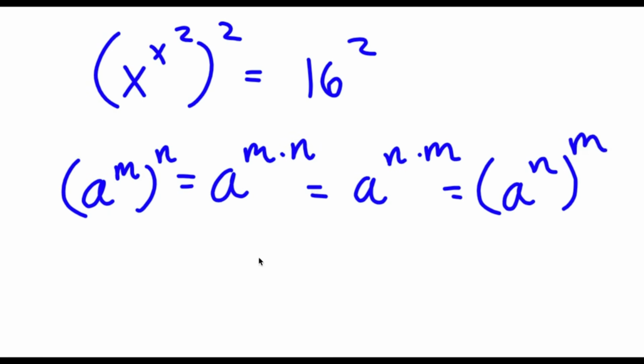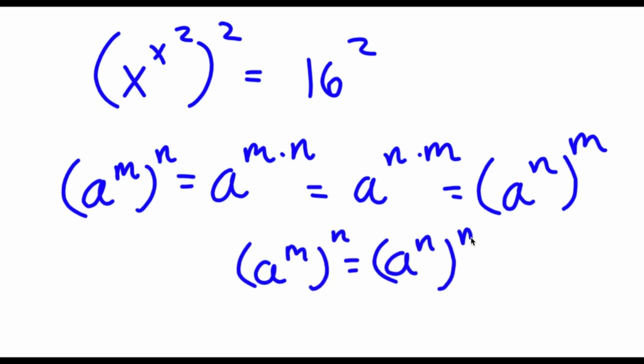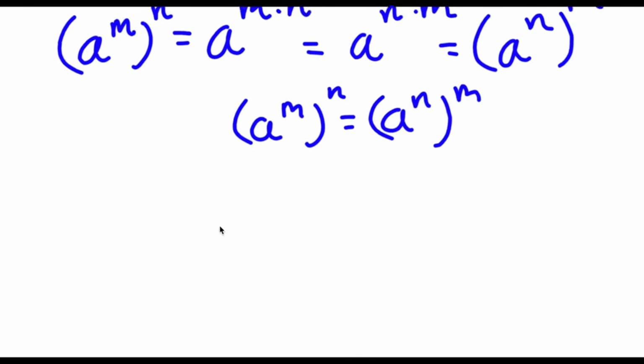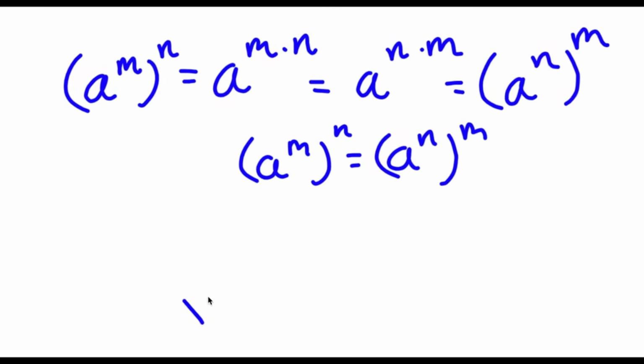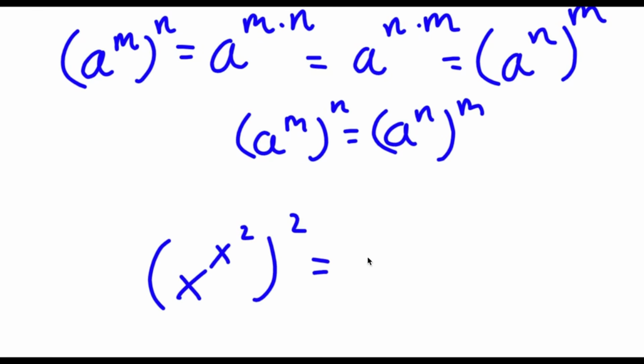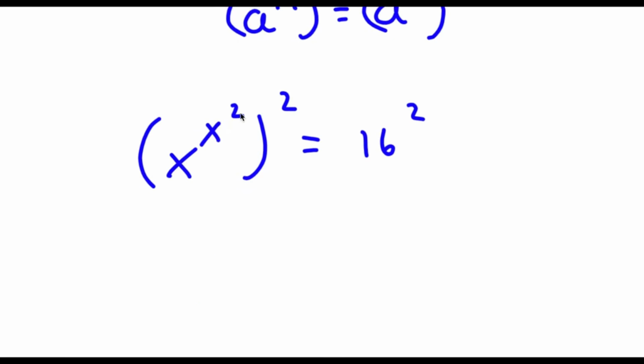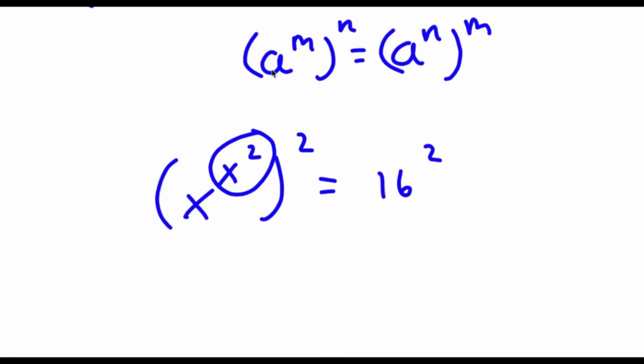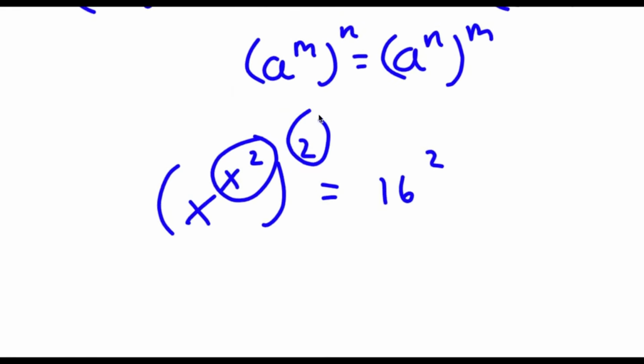So to simplify all of this, a to the power of m to the power of n is equal to a to the power of n to the power of m. So these two are equal. So right here, we have x to the power of x to the power of 2 to the power of 2 is equal to 16 to the power of 2. And in this case, we can think of x to the power of 2 as m and 2 as n.